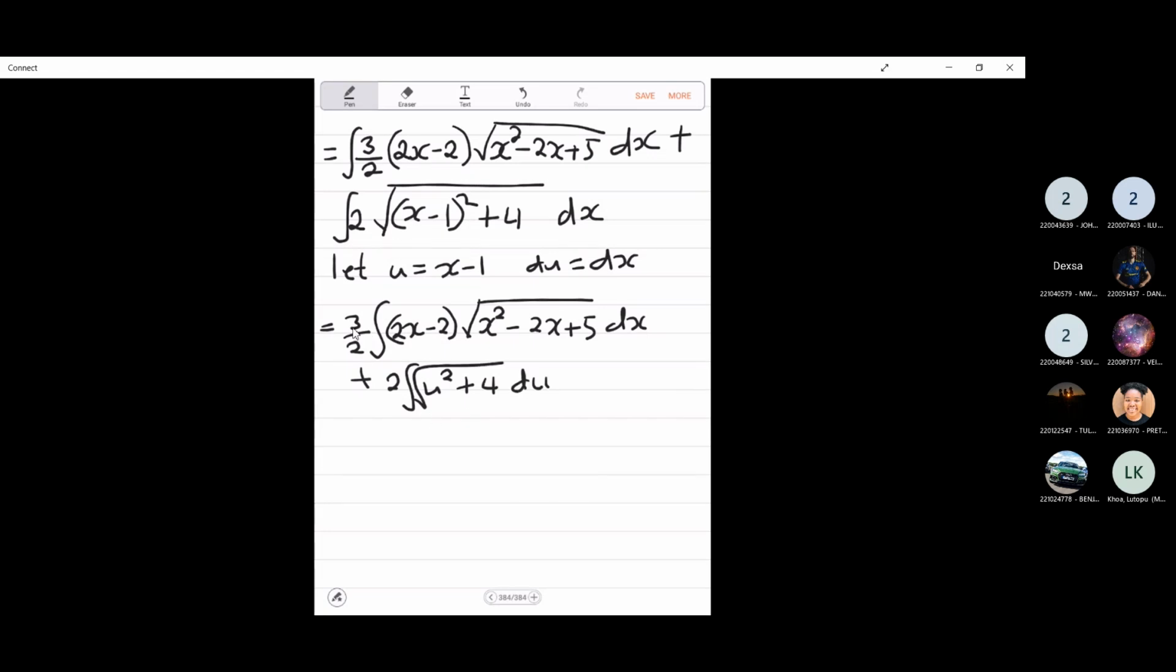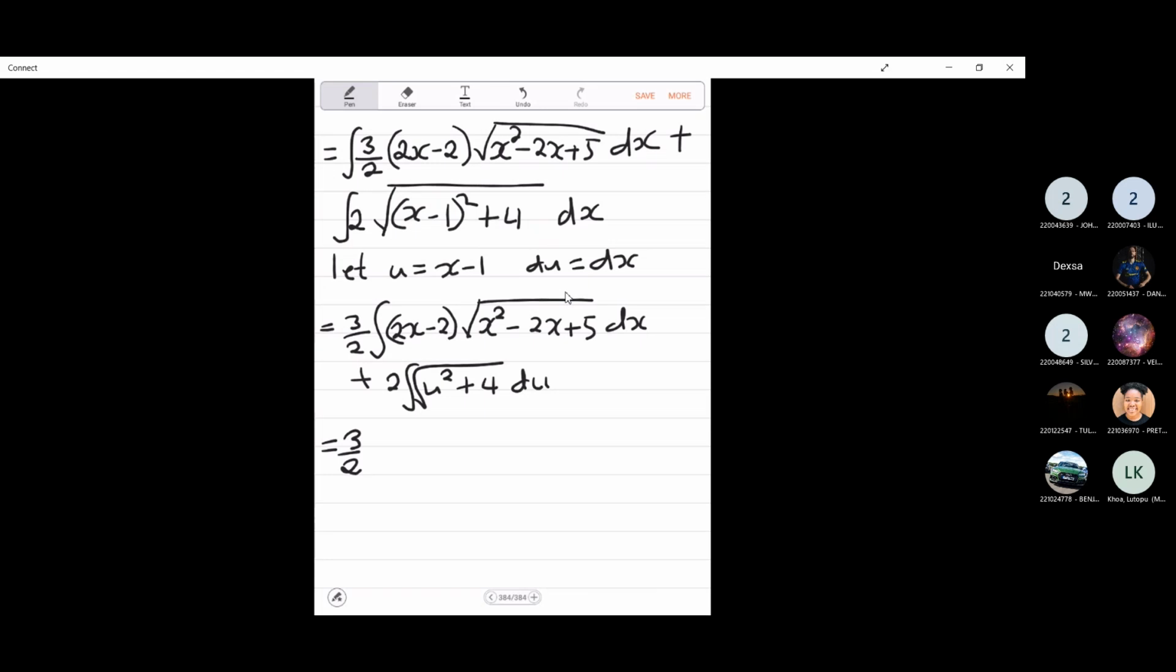So this one we can integrate straight away. This will become x squared minus 2x plus 5 to the power of a half plus 1, because it's under a square root. We have the 3 over 2 that is multiplying. Then because we have a function and its derivative, integrating by substitution, we just say this is to the power of a half.